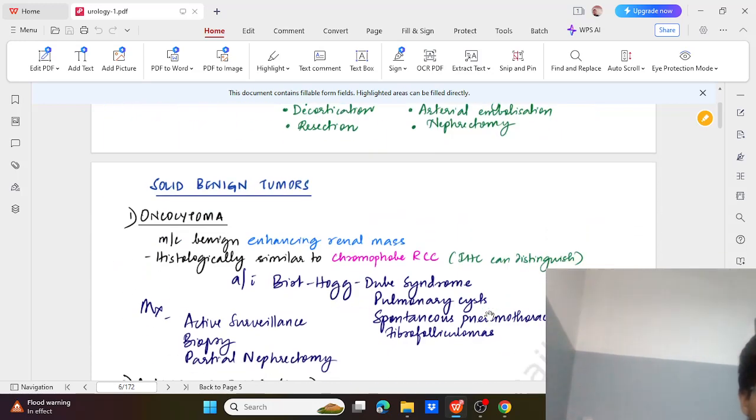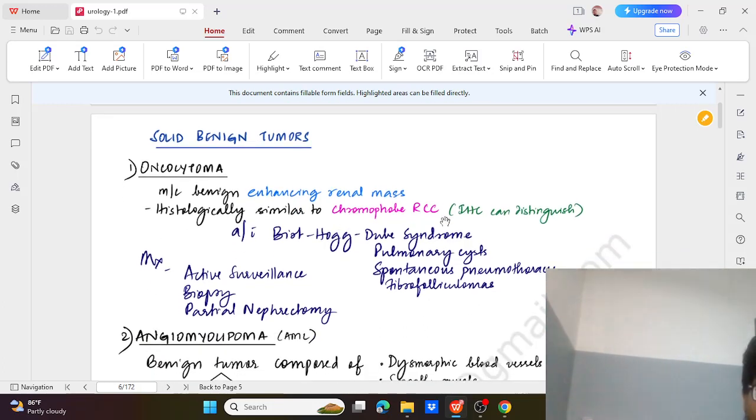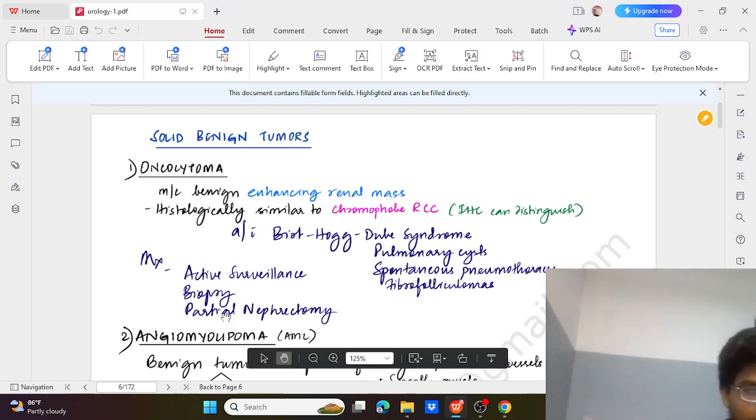Then coming to the solid benign tumors. In solid benign tumors, we have oncocytoma, firstly, which is the most common benign enhancing renal mass. And histologically, sometimes it is similar to chromophobe RCC, and it can be distinguished with the help of immunohistochemistry. It is associated with Birt-Hogg-Dube syndrome, which has pulmonary cyst, spontaneous pneumothorax, and fibrofolliculomas. And these will need active surveillance, sometimes biopsy and partial nephrectomy.